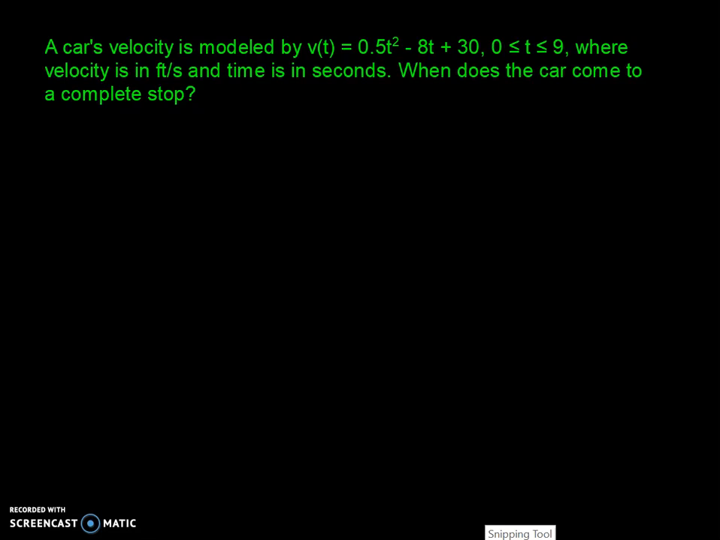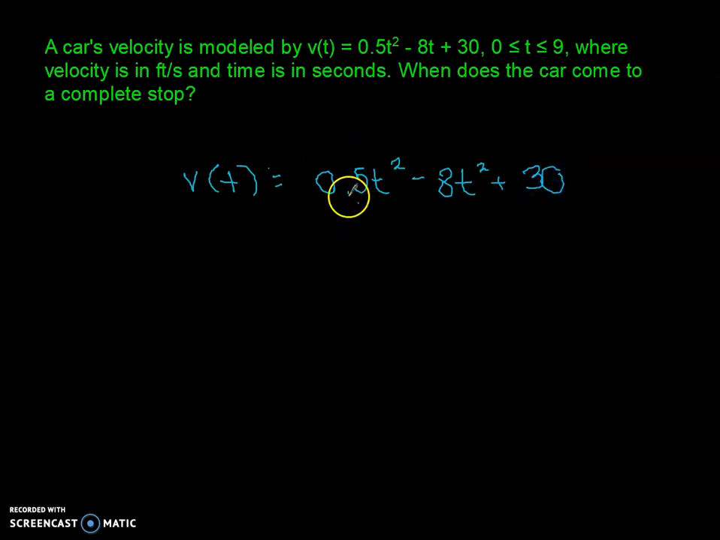Hi guys, so today we're going to work on a real life scenario of a car's velocity. The car's velocity is being measured by the equation given, which I don't like already because in front of t squared, it's a decimal. So that's going to make it harder to factor or use quadratic formula, or however you want to solve the quadratic equation.